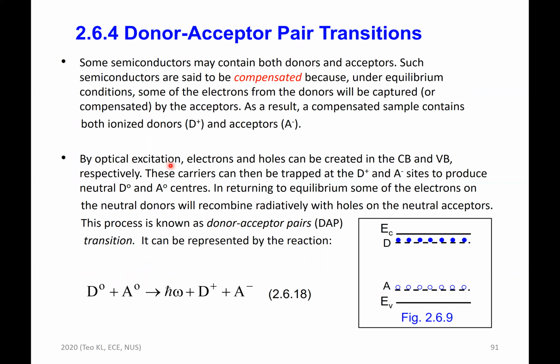So by optical excitation, electron and hole can be created in the conduction band and valence band, and this carrier can then be trapped at the ionized donor level and acceptor level, and the electron and hole can recombine to give out light. However, you have to add another term called the Coulomb attraction term. This is due to the separation between the ionized donor and the acceptor.